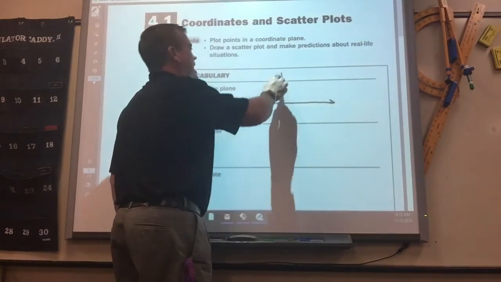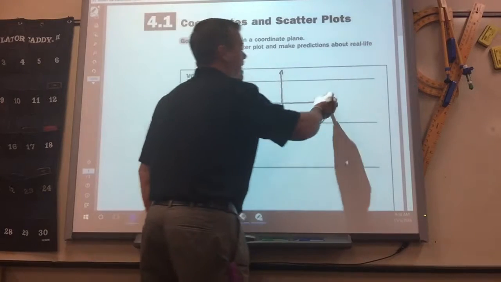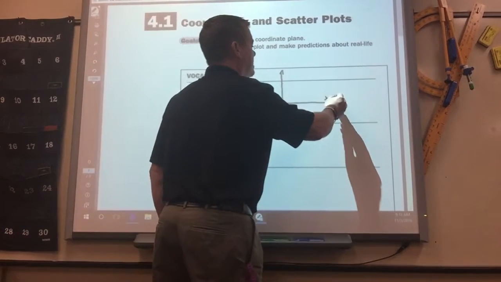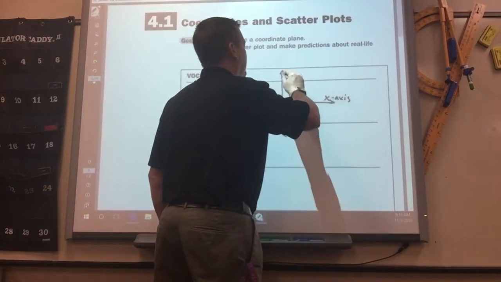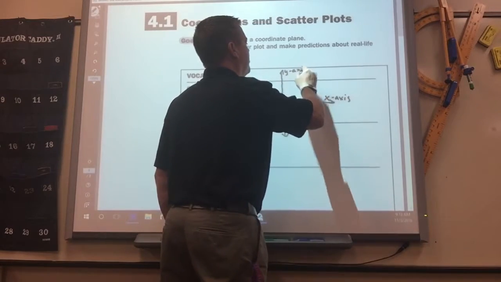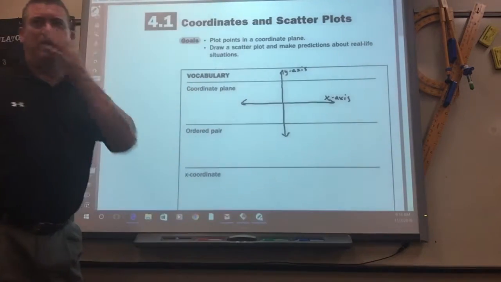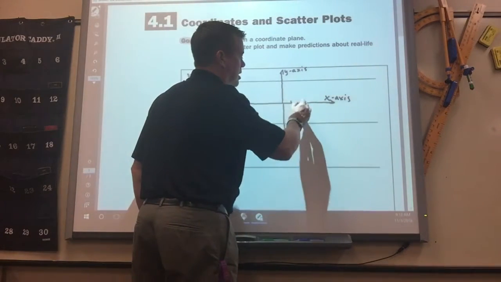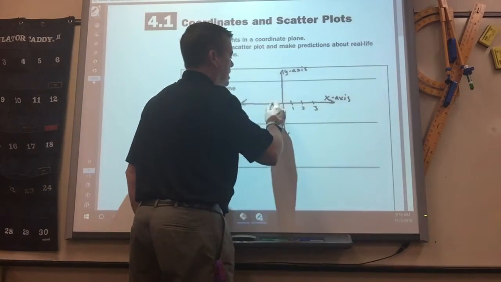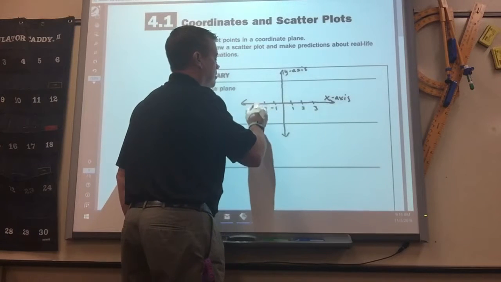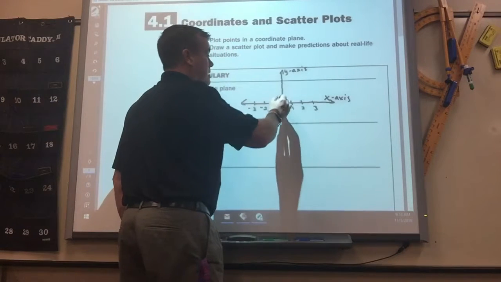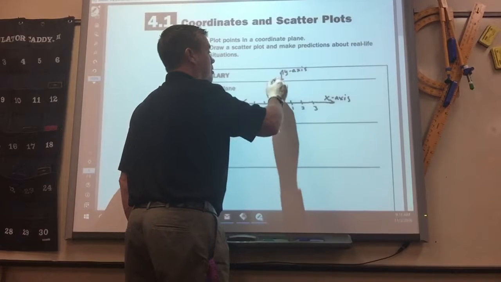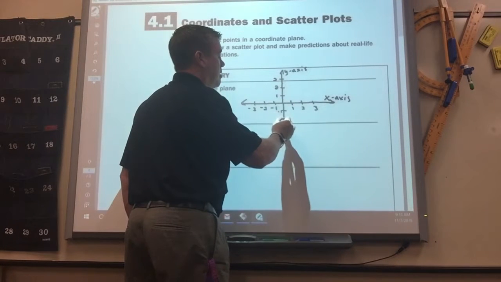You have two axes, the x-axis and the y-axis. X goes side to side, y goes up and down. All they are is number lines. Zero is in the middle, then 1, 2, 3, and so on. Negatives go left. On this one, the positives go up. Negatives go down.